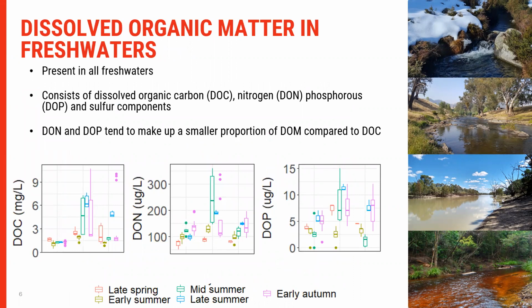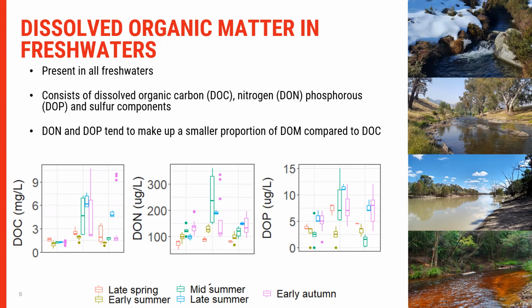And dissolved organic matter is ubiquitous everywhere, especially in fresh waters, and it tends to consist of dissolved organic carbon, nitrogen, phosphorus, and also some sulfur components. But the organic nitrogen and the organic phosphorus tend to make up a smaller proportion of the organic matter compared to the organic carbon. And I noticed I left out my x-axis, but basically these are different sites.